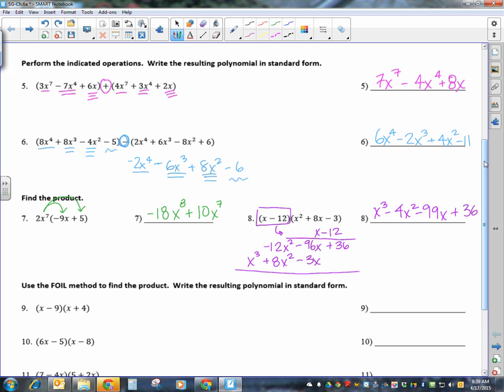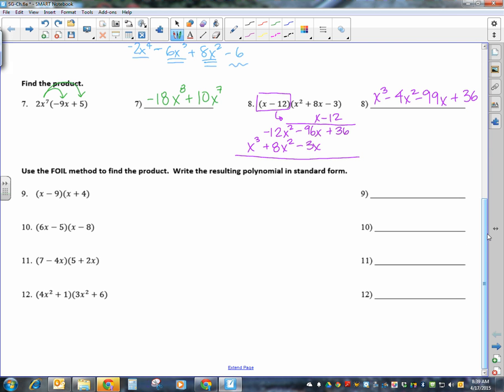Okay, use the FOIL method. A lot of people wrote out every single step. Absolutely, that is fine. The minimum that I should see on your paper when you're doing FOIL is the first terms multiplied, which is x squared, the outside terms, which is plus 4x, the inside terms, which is minus 9x, and the last terms, which is minus 36. So if you don't know where these came from, then you should be pausing your videos and coming to ask me. Okay, plus 4x minus 9x. These two combine. So my answer is going to be x squared minus 5x minus 36.